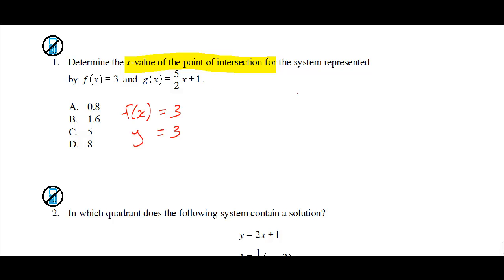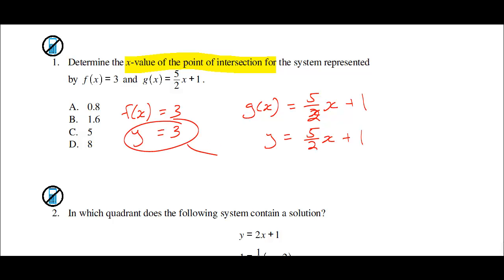So wherever these two graphs cross, the y-coordinate is going to be 3. This other function, g of x, which is equal to 5 over 2x plus 1, we can change if we want to write it in terms of x and y. This would be y is equal to 5 over 2x plus 1. By substituting the information we know into this equation, we can figure out what x is going to be.